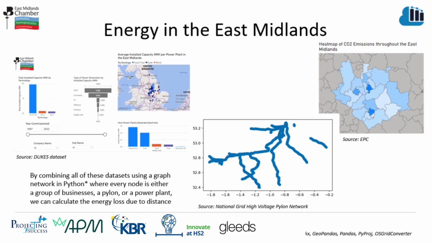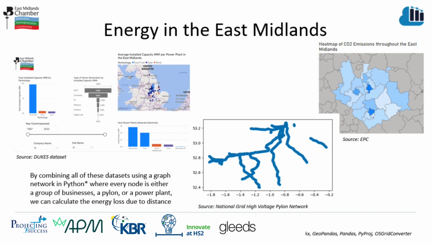Okay, I'll now go over some of the analysis we were able to do on top of this data. So, as Ben has gone through, we have this really interesting data set of all of the energy production across the East Midlands. We also have via National Grid a map of the pylon network where the energy is being distributed around the East Midlands. And through EPC, we have a rating of businesses and are able to estimate how much energy they are using.